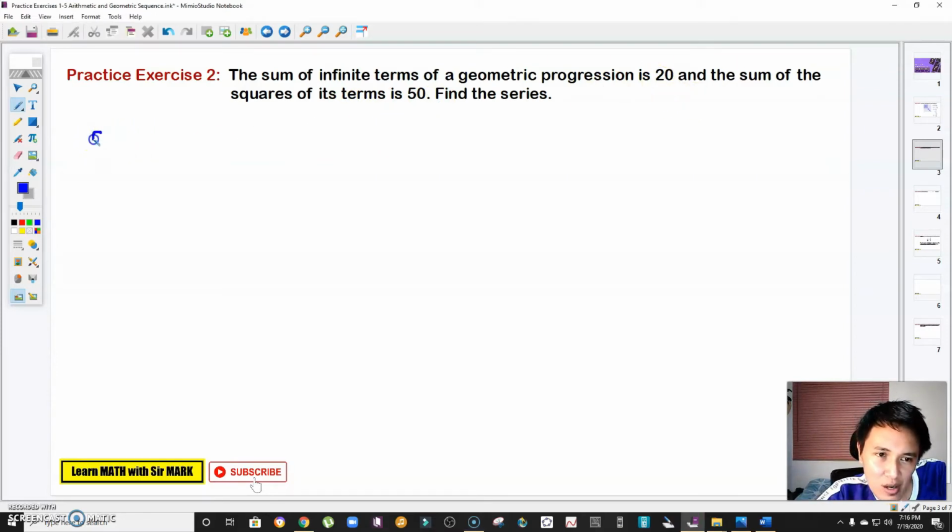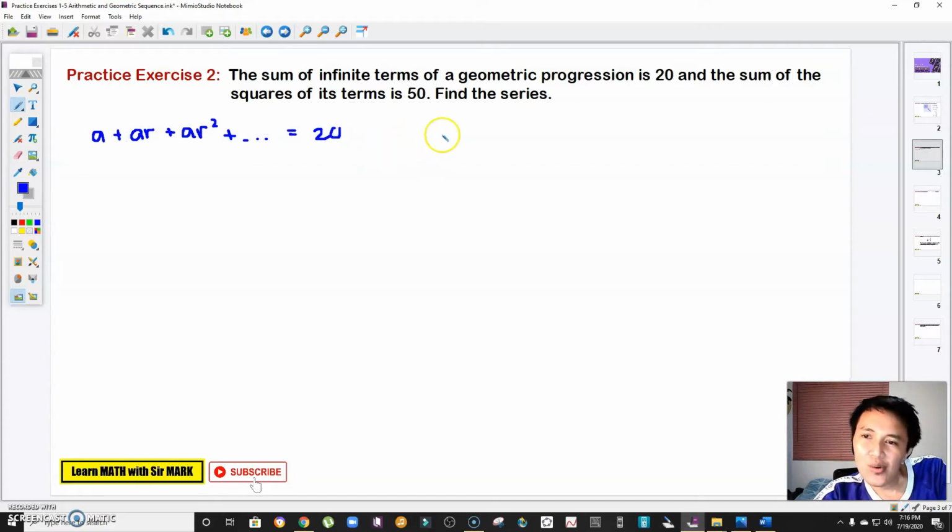So, in other words, if my first term is a, and I multiply this by a certain number r, the next term will become ar, followed by ar squared, and so on. Since it is an infinite geometric series, I can have this equation that's equal to 20. Note that the formula for an infinite geometric series is the first term over 1 minus the common ratio, which is r. Right? ar over a is actually equal to r, and that's your common ratio. So this will be our first equation.